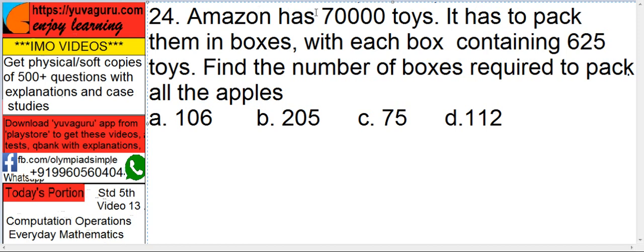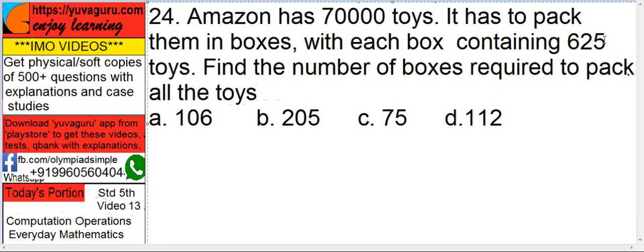Amazon has 70,000 toys. It has to pack them in boxes with each box containing 625 toys. Find the number of boxes required to pack all the toys. 70,000 toys in 625 boxes means, suppose if I give you 10 toys to pack in 5 bags.